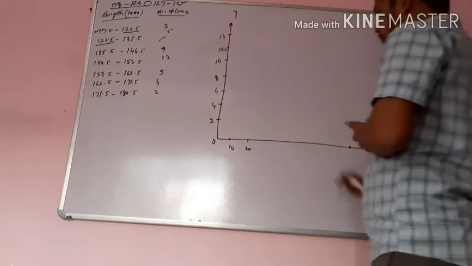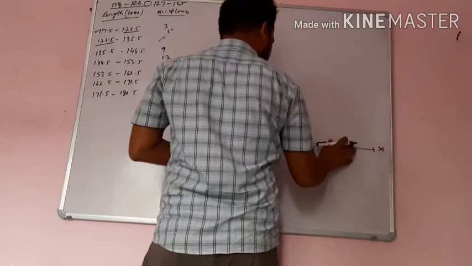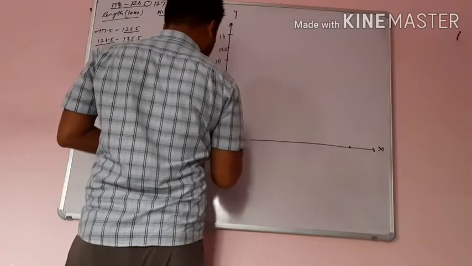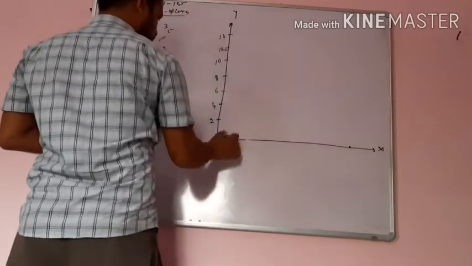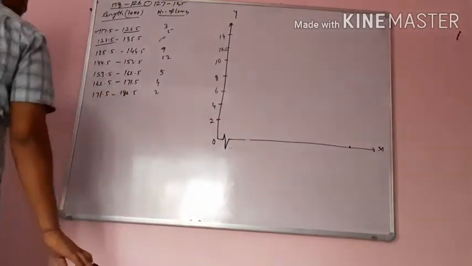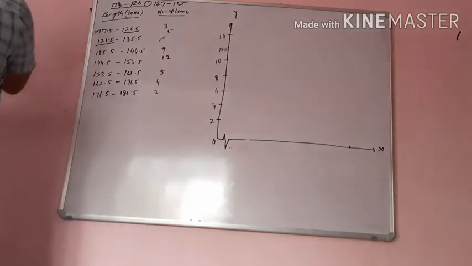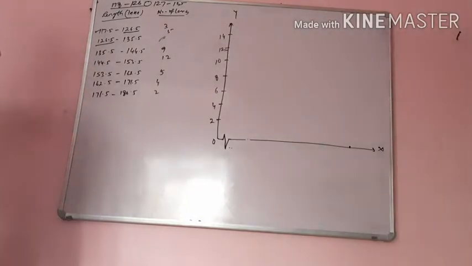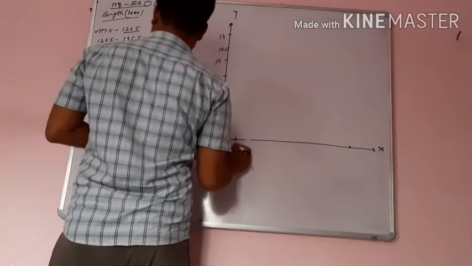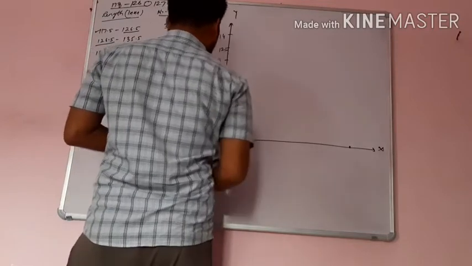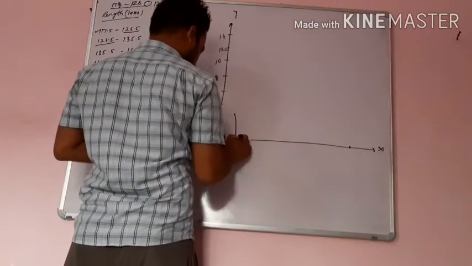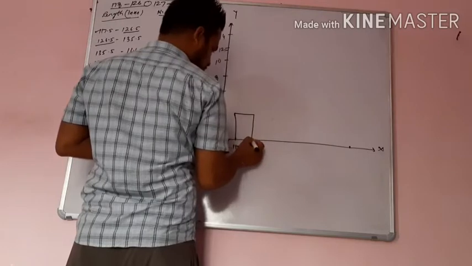So we have to start here, meaning we will take a line break, which is represented by a line like this. This means that up to any number you can break the line. So we have broken the line. Now what will be our starting point? Here 117.5. And for the first group, what is the frequency? It will be 3.